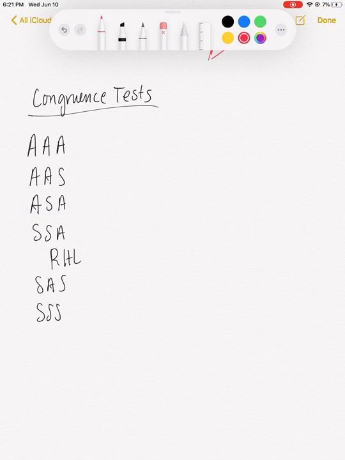Now, which ones were good, which ones were not? Angle, angle, angle was not good because we can make all of the sides longer proportionally. Angle, angle, side was good. Angle, side, angle was good. Side, side, angle was not good, with one exception, RHL. If I make the angle right, and the hypotenuses equal to each other and one leg, that will work. Just one exception. Side, angle, side did work, and side, side, side did work.